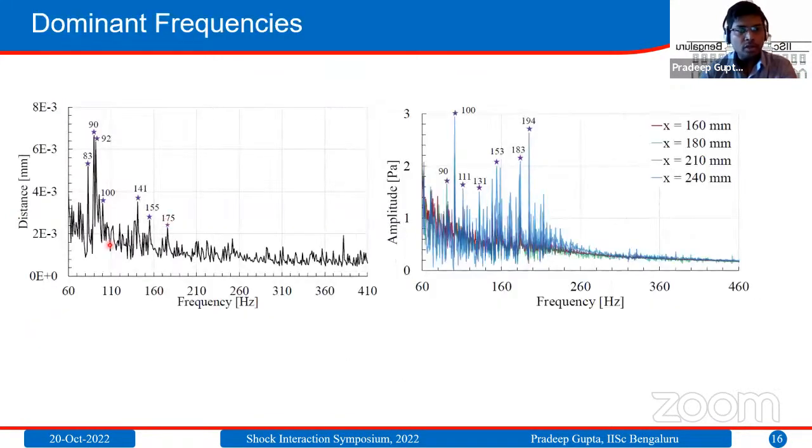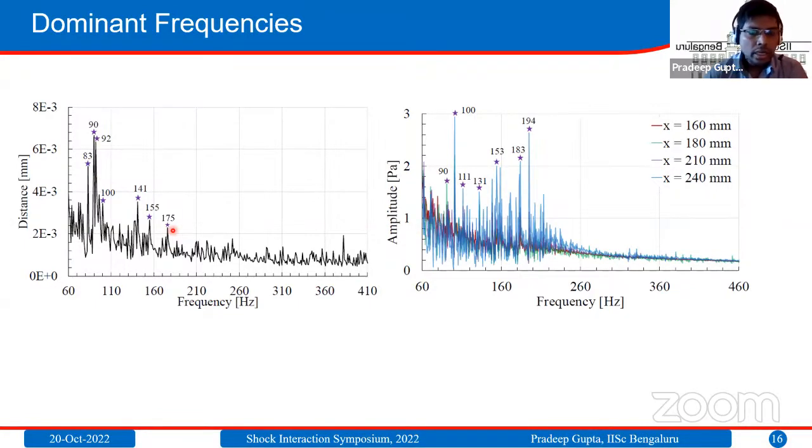We performed an FFT of the traced SAT location from the Schlieren images. Here we can see the frequencies associated with the SAT waves are multimodal, with frequencies ranging from 83 to 175 Hz.